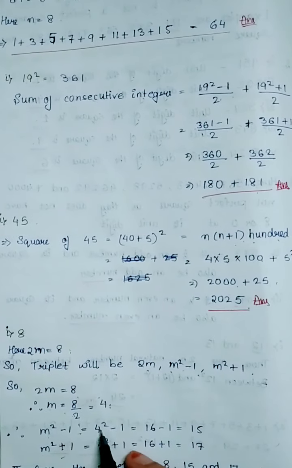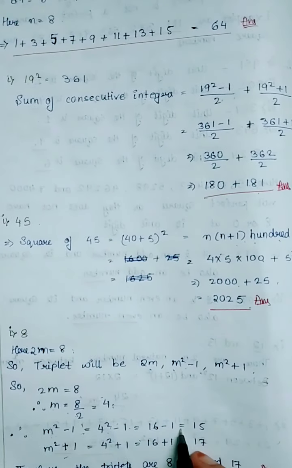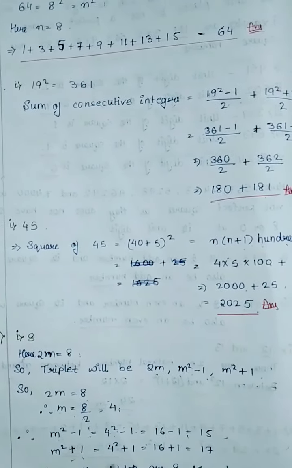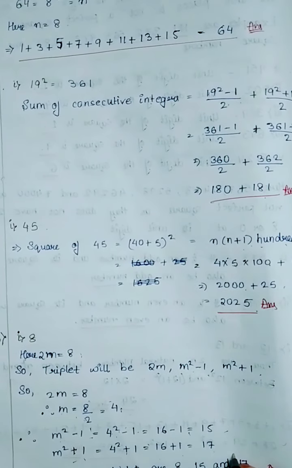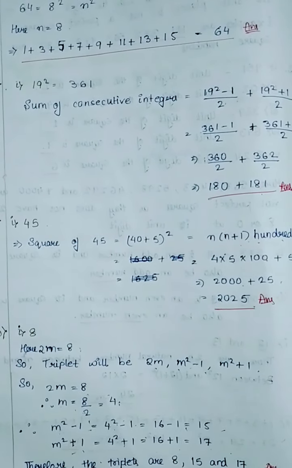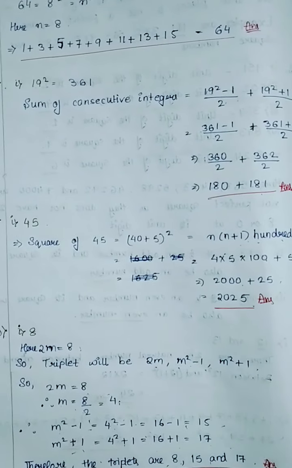So m square means 4 square minus 1, that is 16 minus 1, which is 15, and m square plus 1 is 16 plus 1, which is 17. Therefore the Pythagorean triplet is 8, 15 and 17.